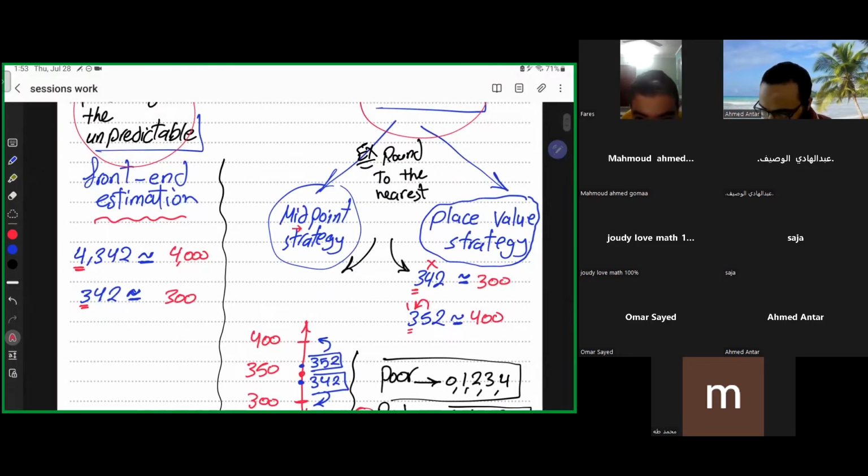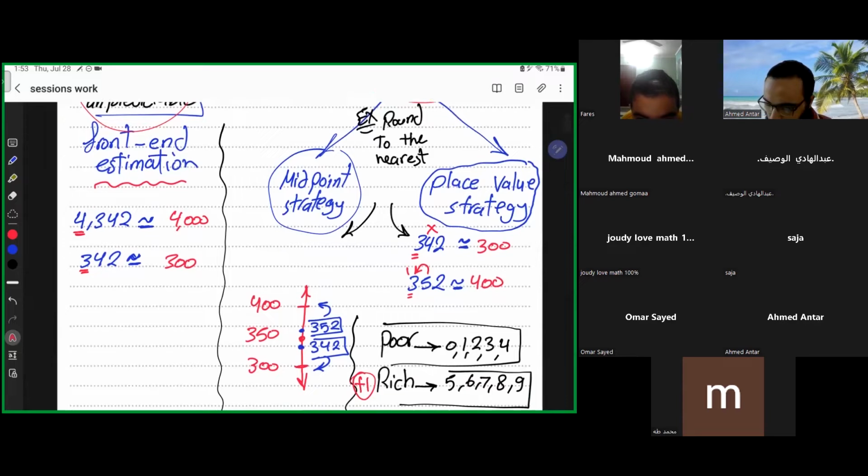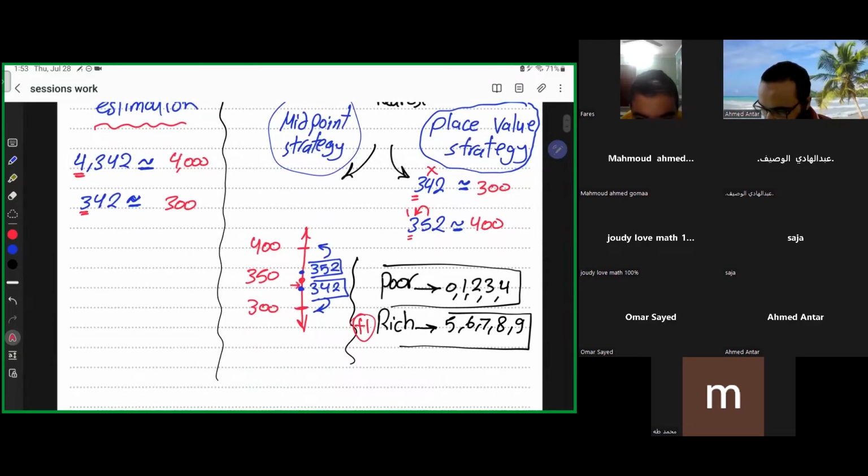There is a midpoint strategy in it and the place value strategy. The midpoint strategy, we solve it with the number line, and it's not important. But the place value strategy is the more important one, with the poor numbers and the rich numbers. 342, beside the 3 there is 4. The 4 is a poor number, doesn't give the 3 anything, so it's 300 itself. The 5 is a rich number, it will give the 3 another one, so it's 400, and so on.